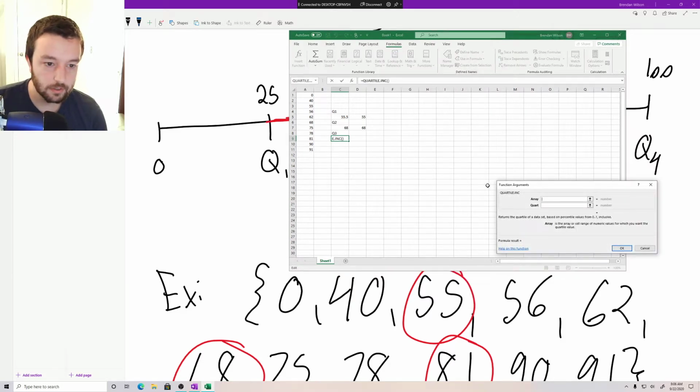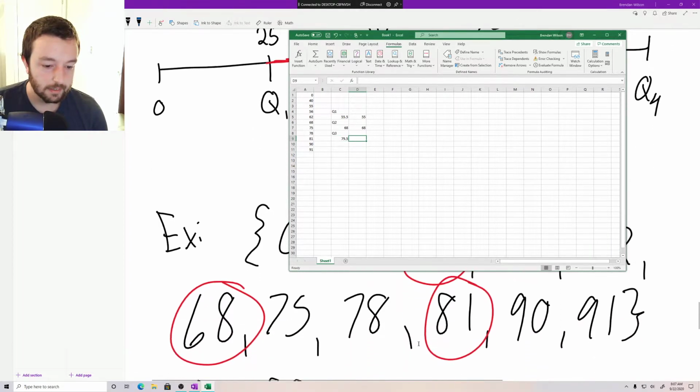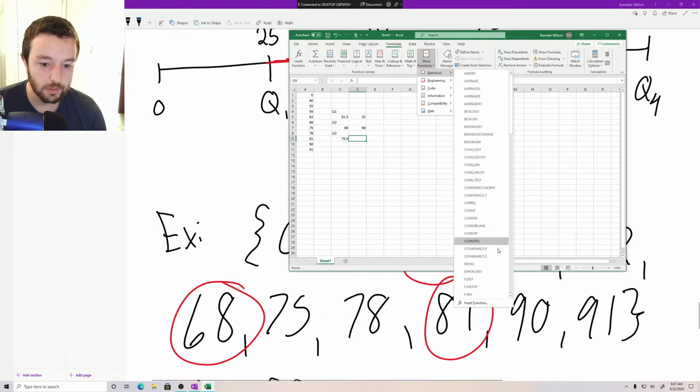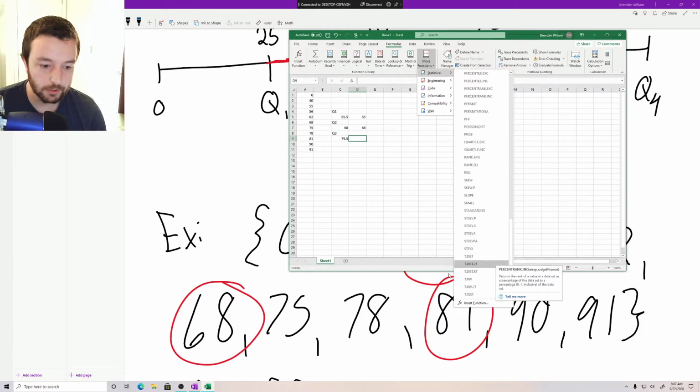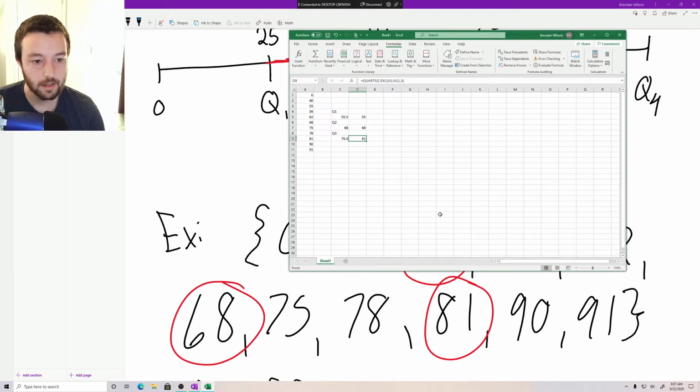So let's go ahead and do this one. We want the third quartile now. So it's 79.5. Again, they're getting a tie between 78 and 81. If we do the excluded version, where we don't include the 68, then we'll get our answer, which is the 81. Okay. So there you go.